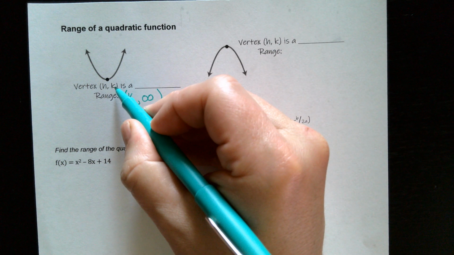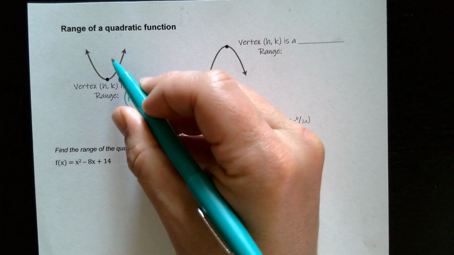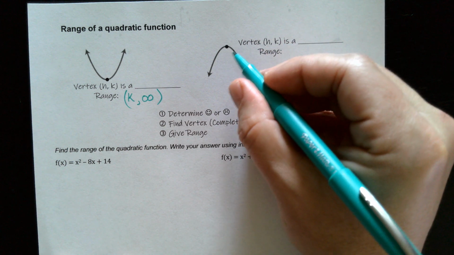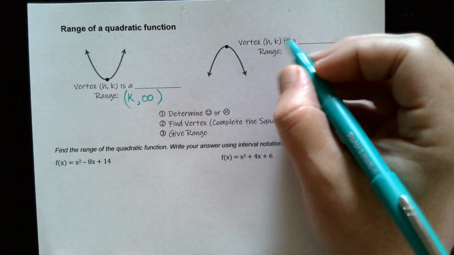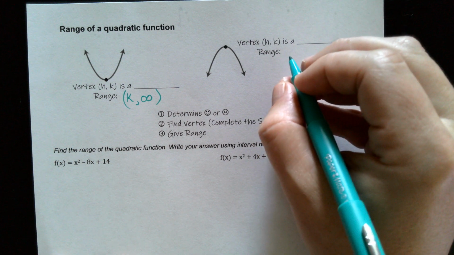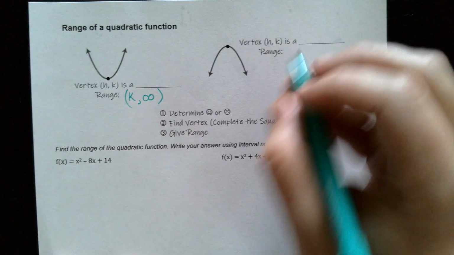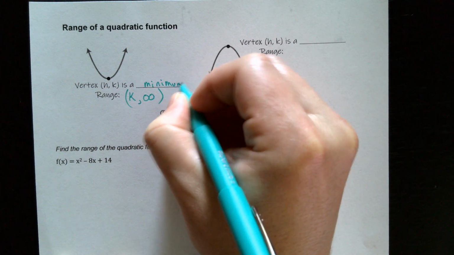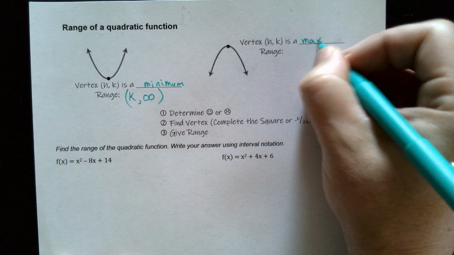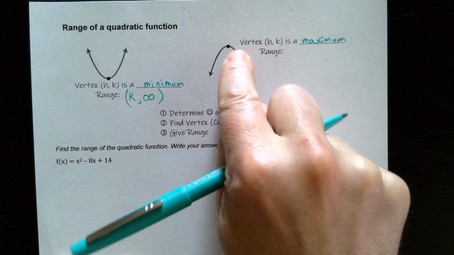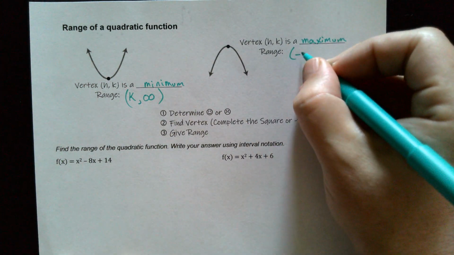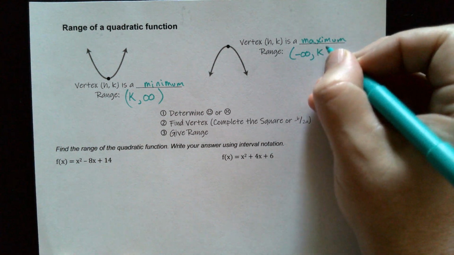Okay, so k, the y value, would be the lowest of this one because it's the lowest right here. And on this one, it would be the highest. Vertex (h, k) is in the range. Oh, I didn't write this. This is a minimum, and this is a maximum, because it's the highest point. And for the range, k would be the biggest point on that, so it would be negative infinity to k.